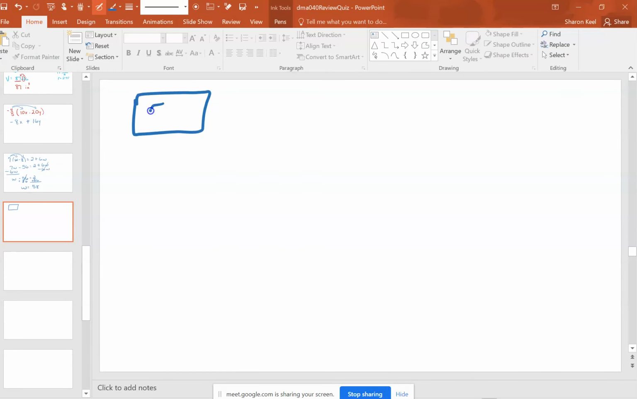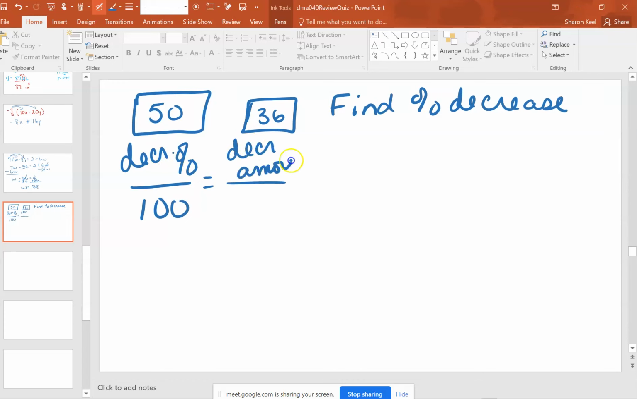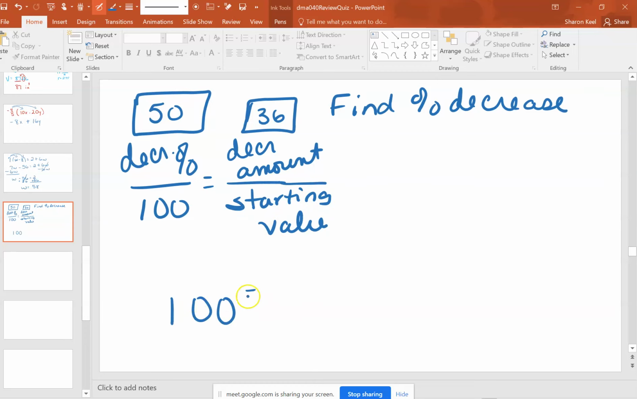So we have one that has an area of 50, the other has an area of 36. We want to find the percent of decrease. So when we do a decrease of percentage, on the top right is going to be the decrease amount, and on the bottom is going to be the starting value. We have to do one calculation though. In order to solve this, we need to calculate the decrease amount.